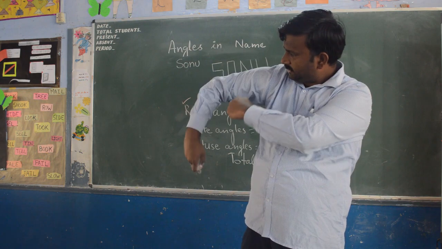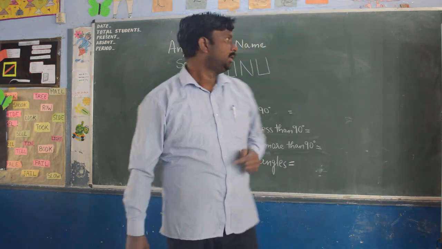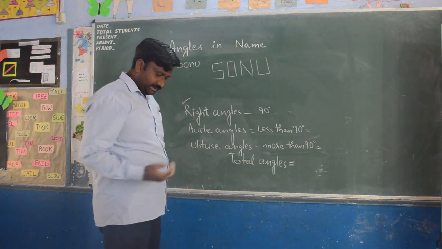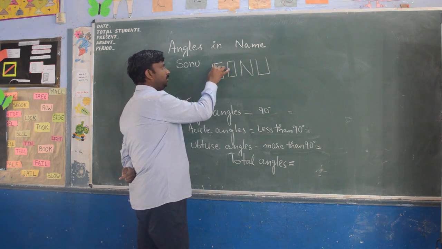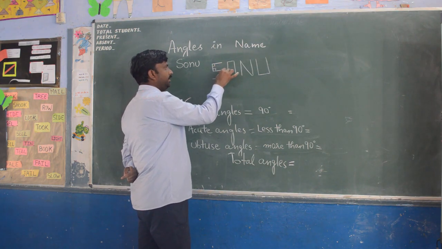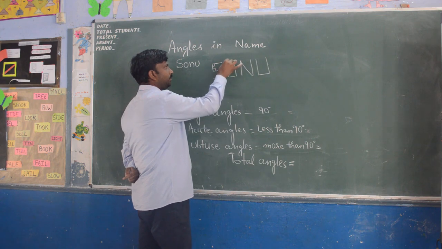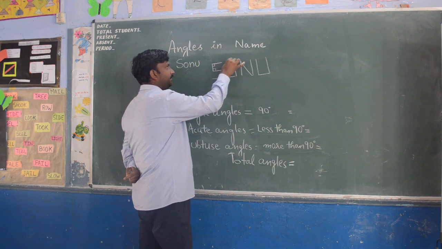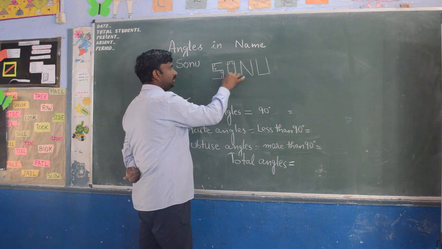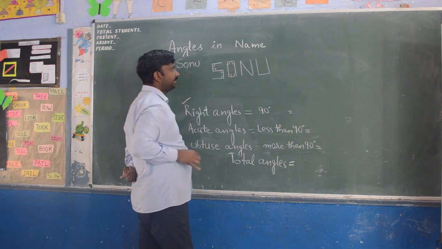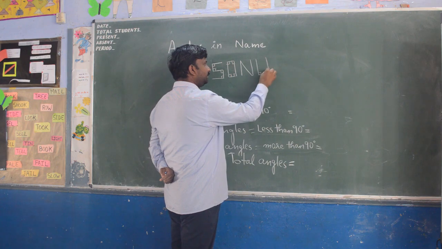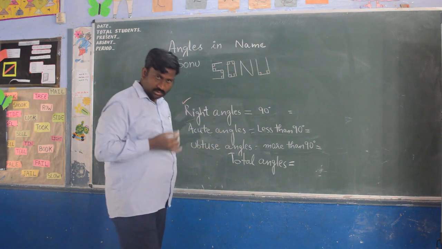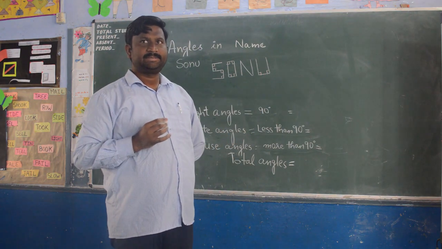Okay. So, let us count. 1, 2, 3, 4, 5, 6, 7, 8, 9, 10. And only 10 right angles. Okay.